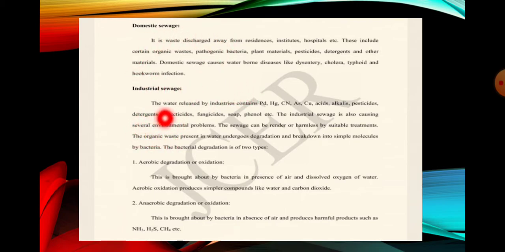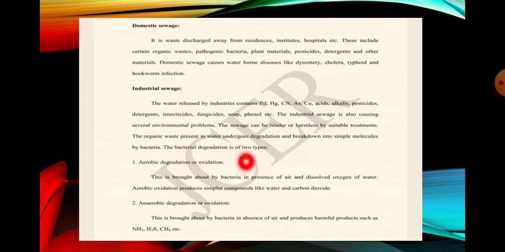Next, industrial sewage. Industrial sewage is water released by industries, containing Pb, Hg, CN, As, Cu, acids, alkalis, pesticides and detergents. That is lead, mercury, cyanide, arsenic, copper and different types of acids, which are present in industrial sewage. Industrial sewage also causes environmental problems, and it is made harmless by suitable treatments.